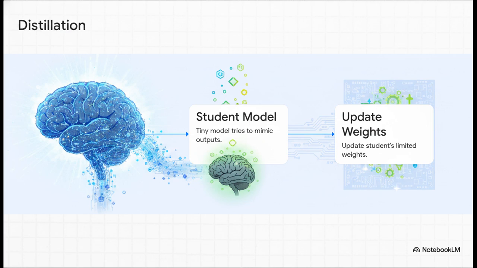So the crucial point is, how do you make a small model actually smart? Engineers use a process called distillation. You take a massive, expensive teacher model and have it generate high-quality answers. Then, you force a tiny student model to mimic those exact outputs, tweaking its limited internal weights whenever it messes up. You're basically condensing the sprawling, massive knowledge of a giant neural network into a tiny, highly efficient package.